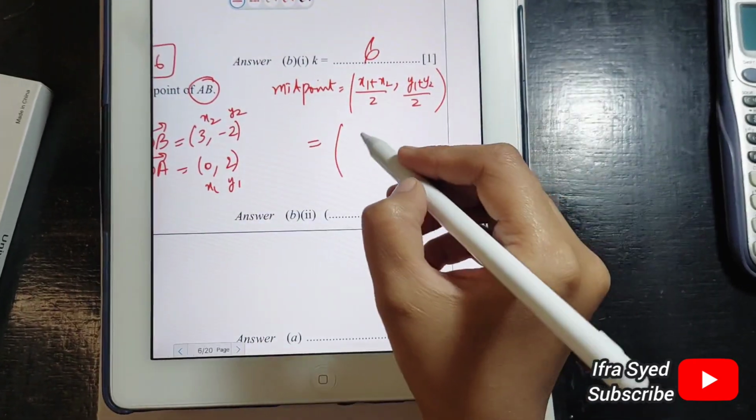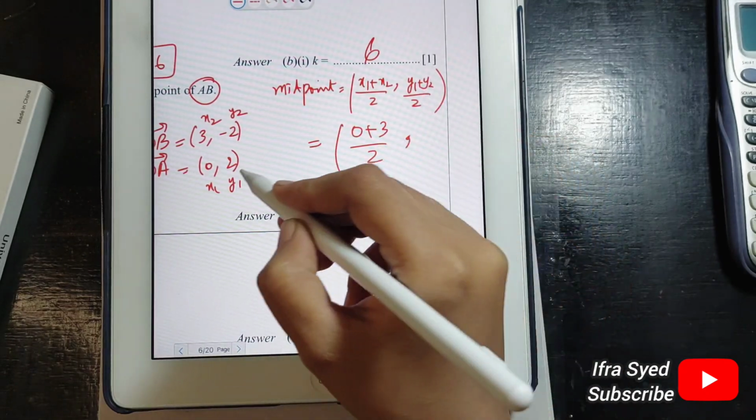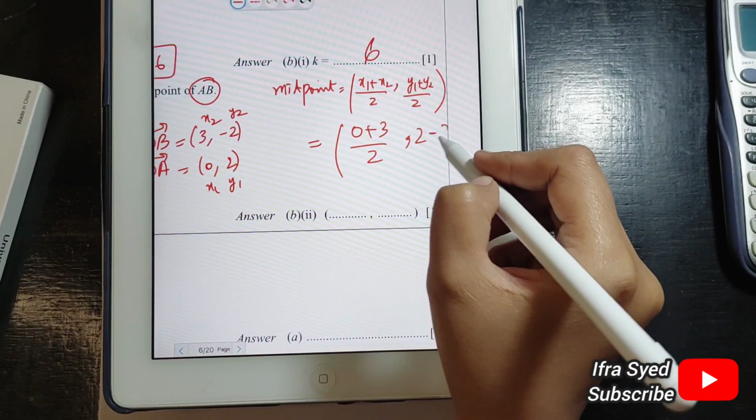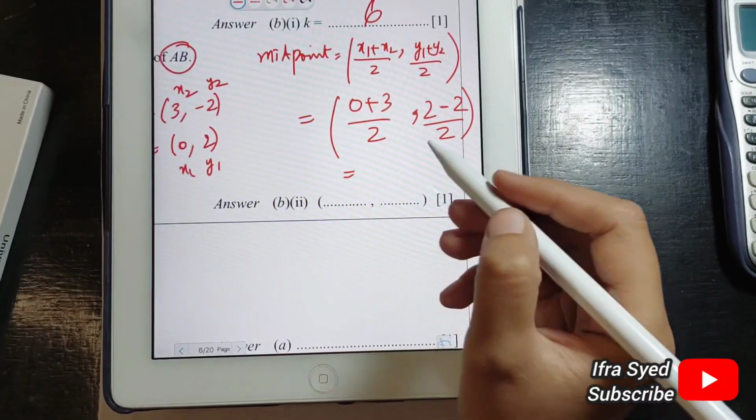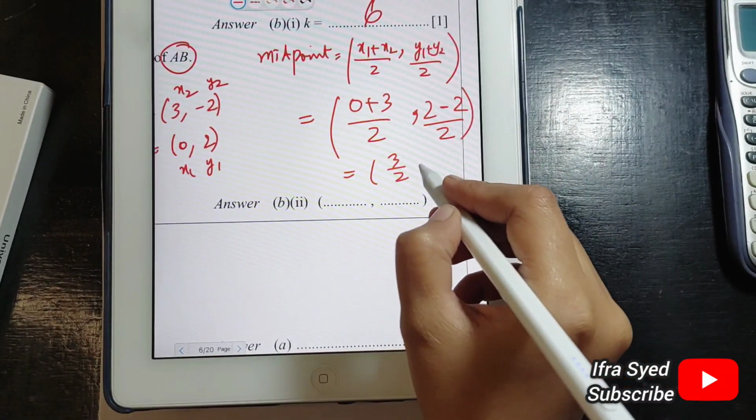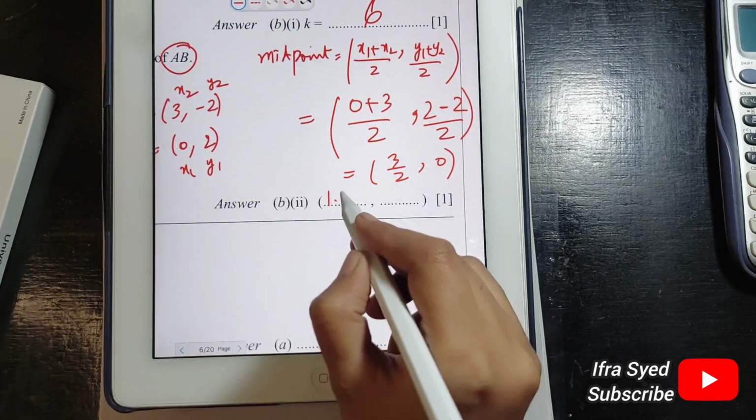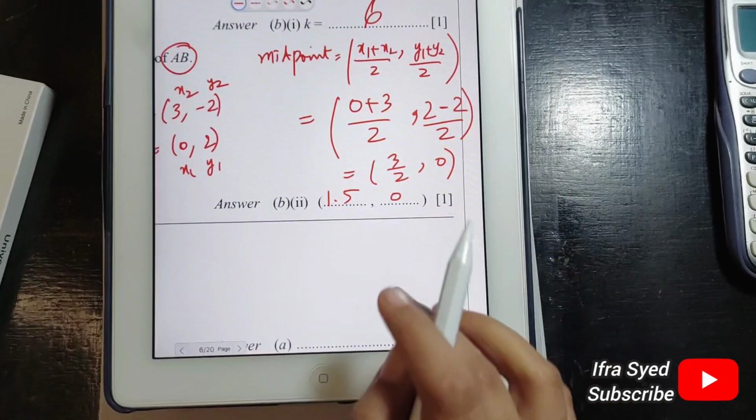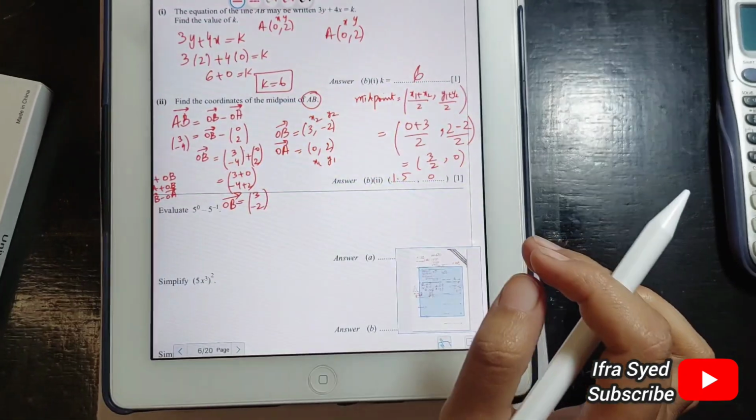So x1 plus x2 is 0 plus 3, divided by 2, and y1 plus y2 is 2 minus 2, divided by 2. So their midpoint is equal to 3 by 2 and 0. So 3 by 2 is equal to 1.5, and 0. So this is the midpoint of AB. So this is our answer.